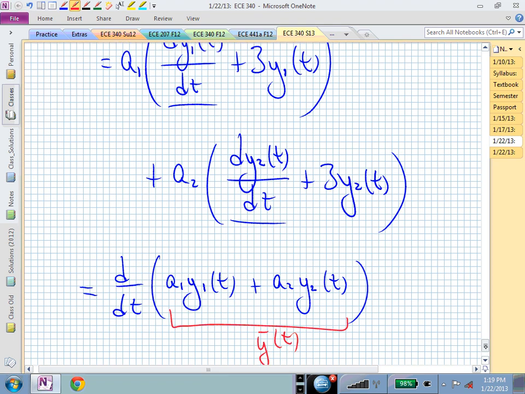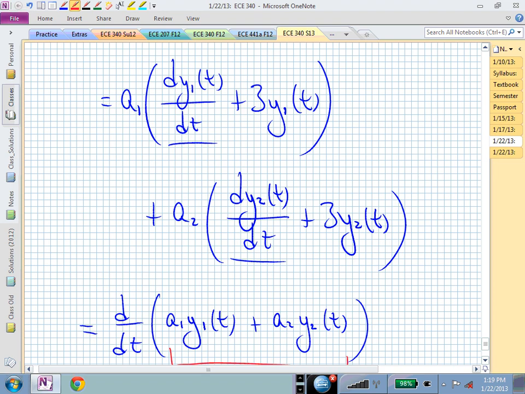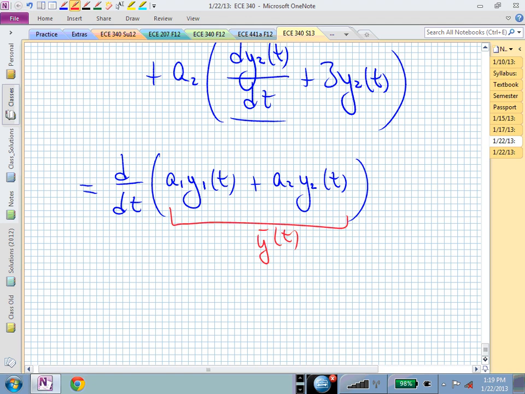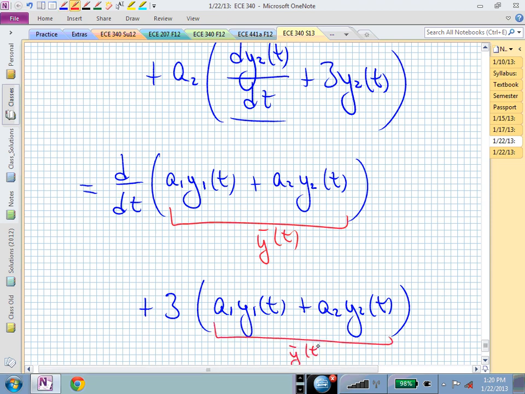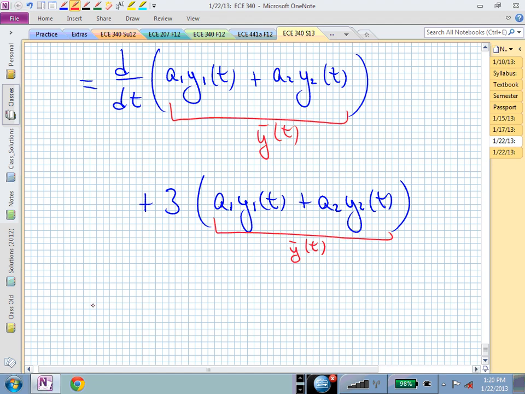And let me do the other. I can now pull off the y1 and the y2. I'm going to pull out the 3 so that I now have plus 3 times a1 y1 plus an a sub 2 y sub 2. And this is y bar of t. But that now says that I have d by dt y bar of t plus 3 y bar of t, and that's what I intended to show.